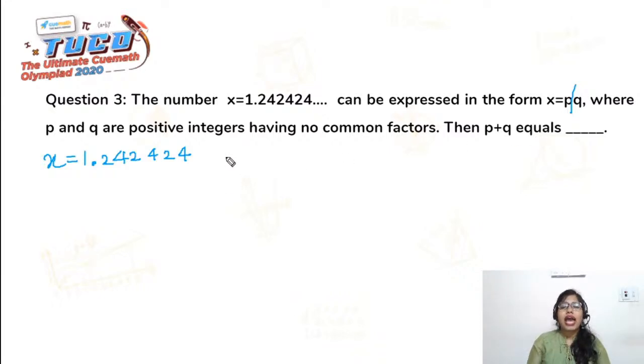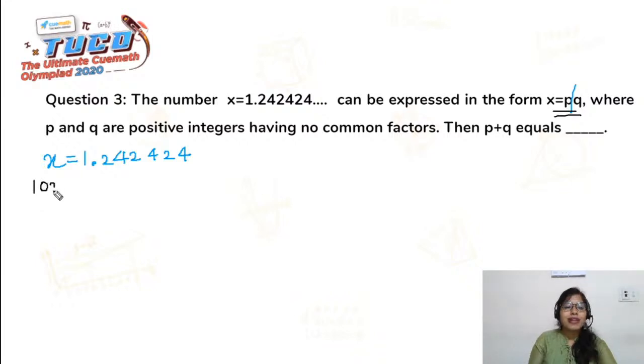As you all know, we had done similar kinds of questions some time back, right? If you have to express this in the form of p upon q, you have to use the multiplication by 10x, 100x, like the question we had done. How do we convert a decimal to a fraction? So this is also very similar.